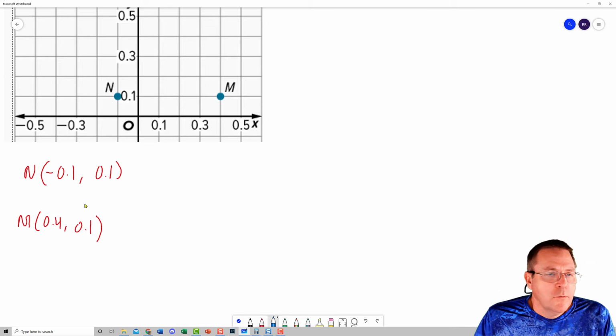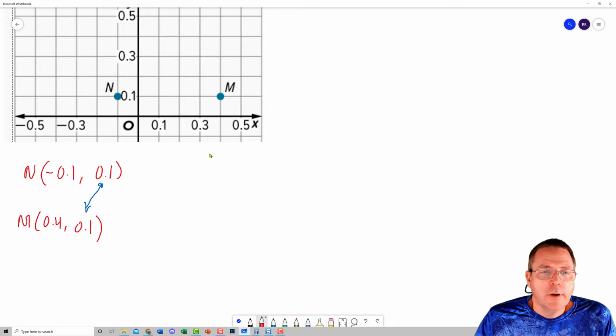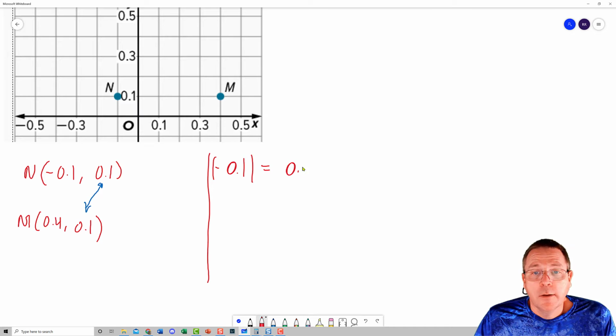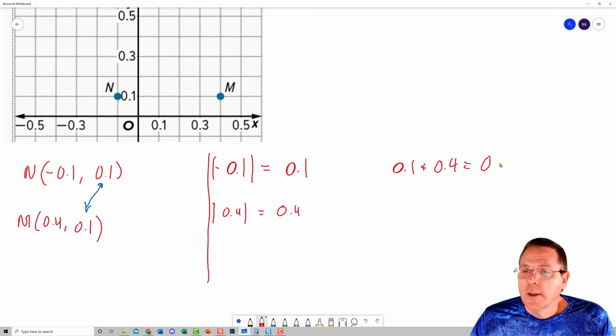Now, what do we notice? We notice that our Y values are the same. Since our Y values are the same, we are going to focus all of our love and attention on the X values. So the absolute value of negative 0.1 is going to be 0.1. The absolute value of 0.4 is going to be 0.4. And since these points are in different quadrants, we're going to add those numbers together. 0.1 plus 0.4 is going to give us 0.5 for our final answer.